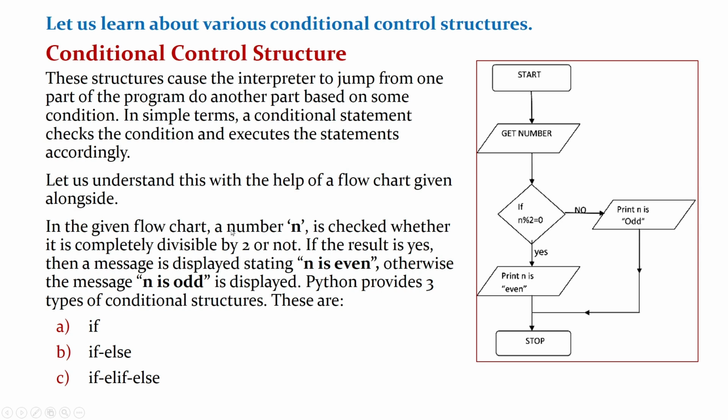In the given flowchart, a number n is checked whether it is completely divisible by 2 or not. If the result is yes, then a message is displayed stating n is even. Otherwise, the message n is odd is displayed. Python provides three types of conditional structures: if, if-else, if-elif-else.